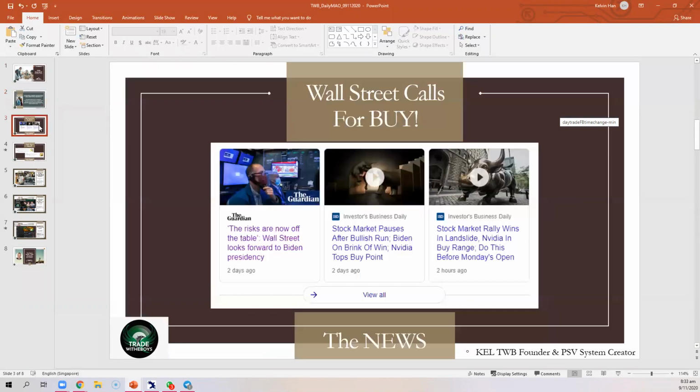Now, Wall Street has called for buy. Every morning I try to capture some of the key highlights on the market, and apparently Wall Street is looking for buy. It's not just one or two, but many experts are calling for buy, especially now that Biden is leading as the so-called elected president. Of course, we know that Donald Trump is still pretty upset and still wants to be in the picture, but the market is not really ignoring him, and they are looking at that.